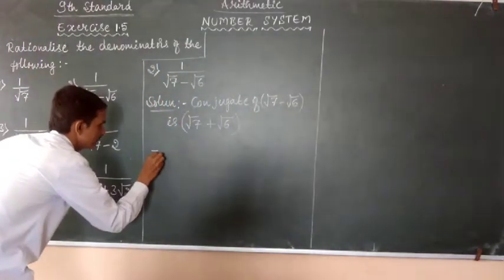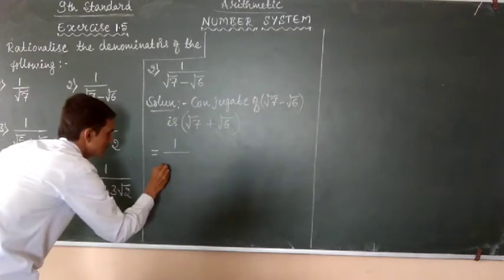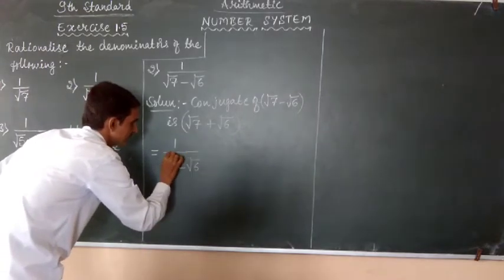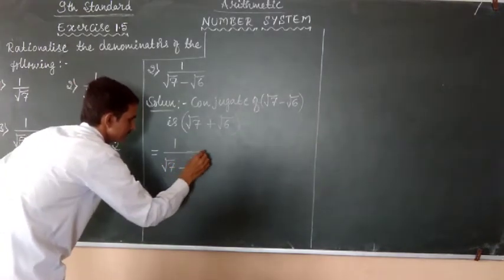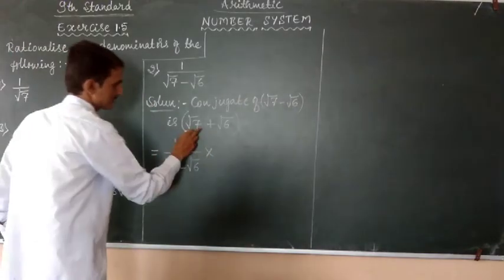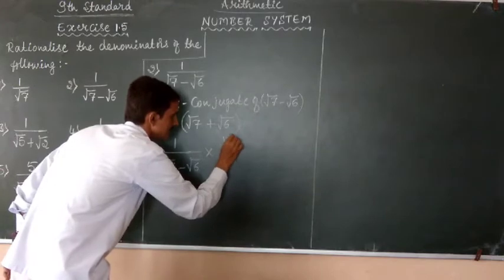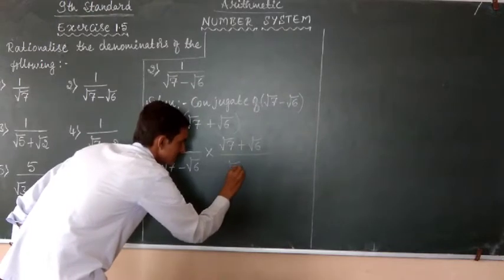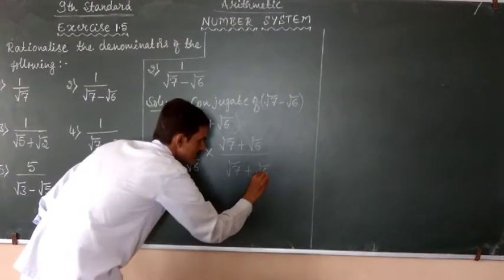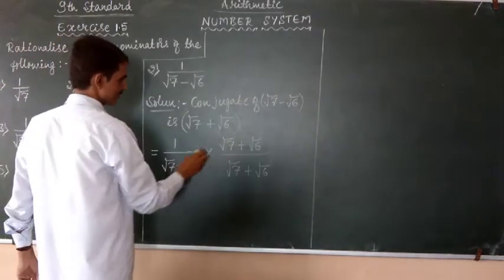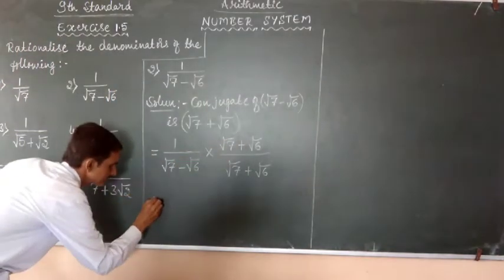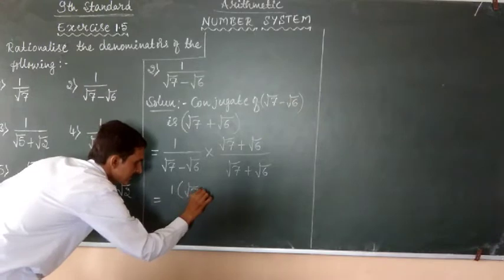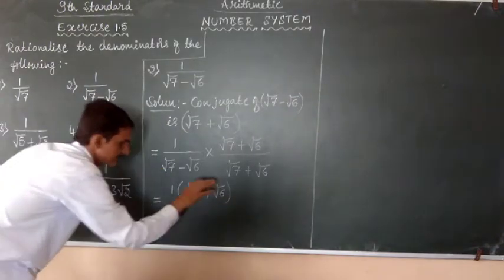Write down the problem: 1 by root 7 minus root 6. Multiply by the conjugate, which is root 7 plus root 6 divided by root 7 plus root 6. Multiply numerator to the numerator, denominator to the denominator. So we will get 1 into root 7 plus root 6. The numerator will remain as it is.